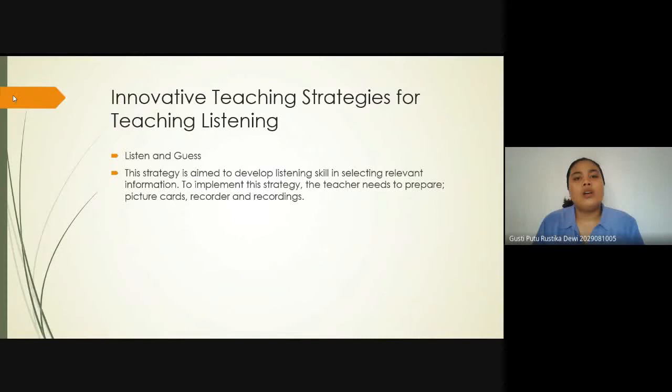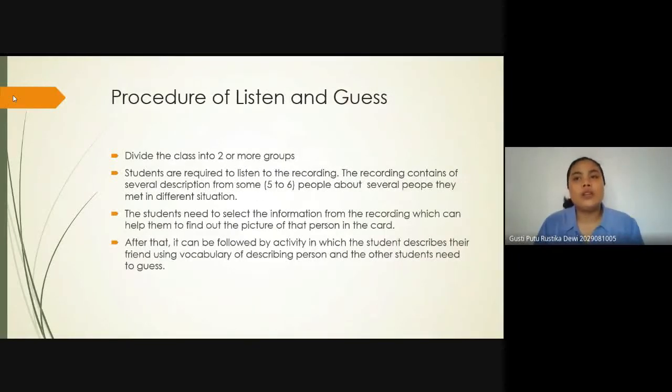Okay, next I'm going to give the example of innovative teaching strategies for teaching listening. So I take the activity listen and guess. So the strategy is aimed to develop listening skill in selecting relevant information. So to implement this strategy, the teachers need to prepare picture, cards, recorder, and also recording. For the procedure, the first one, of course, the teachers need to prepare the recording to be listened by the students.